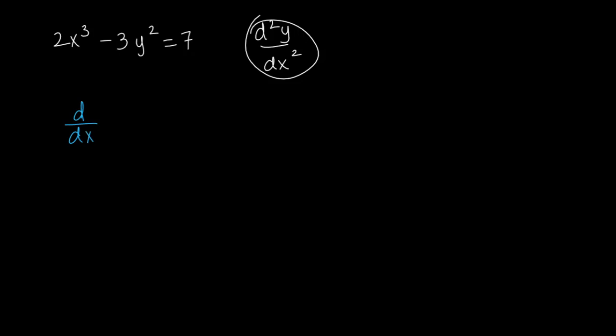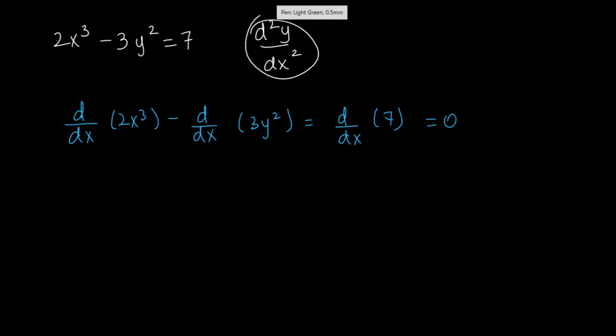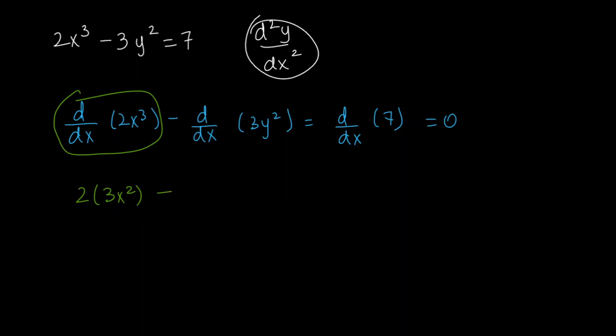So d over dx of 2x cubed minus d over dx of 3y squared is equal to d over dx of 7. And now we also know that, well, the 7 is just a constant, so the derivative of 7 is going to be equal to 0. We also know that this thing right here is pretty known to us. This is just 2 times, since 2 is just a constant, the derivative of x cubed with respect to x. So that is 3x squared minus, now here you have first 3, so let's write that away, 3 times d over dx of y squared is equal to 0.